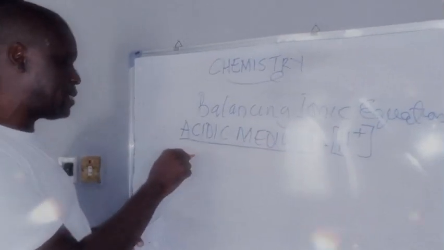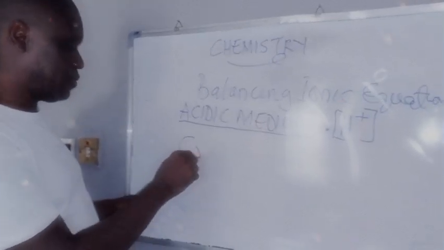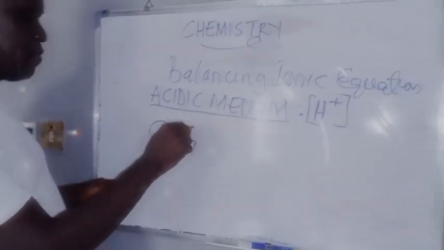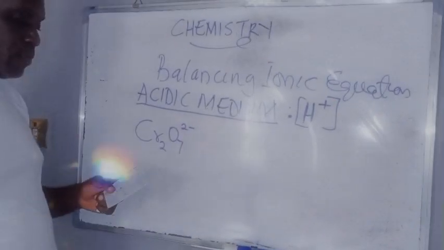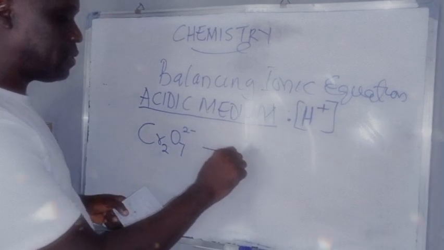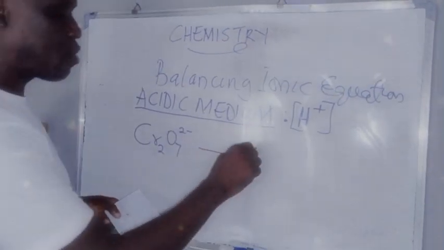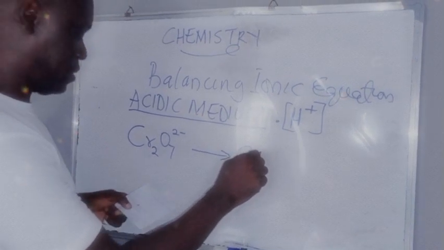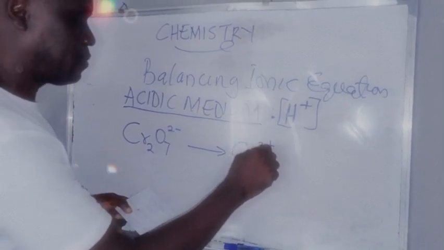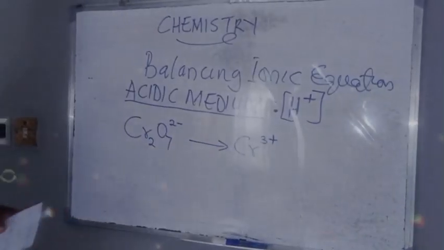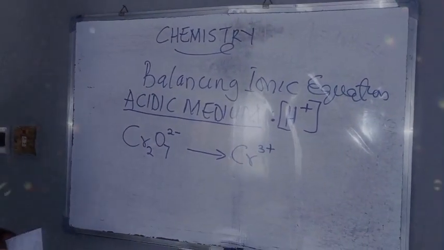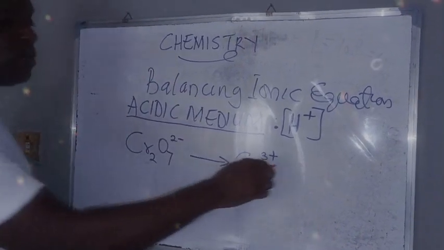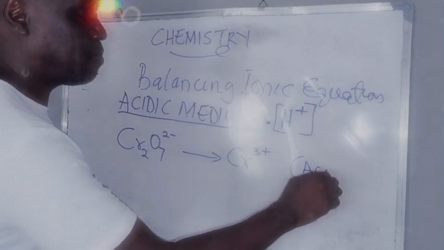Now I have dichromate ion, Cr2O7 2-, resulting into chromium ion, Cr3+. We want to balance this, and this reaction is taking place in an acidic medium. Don't forget, in an acidic medium.